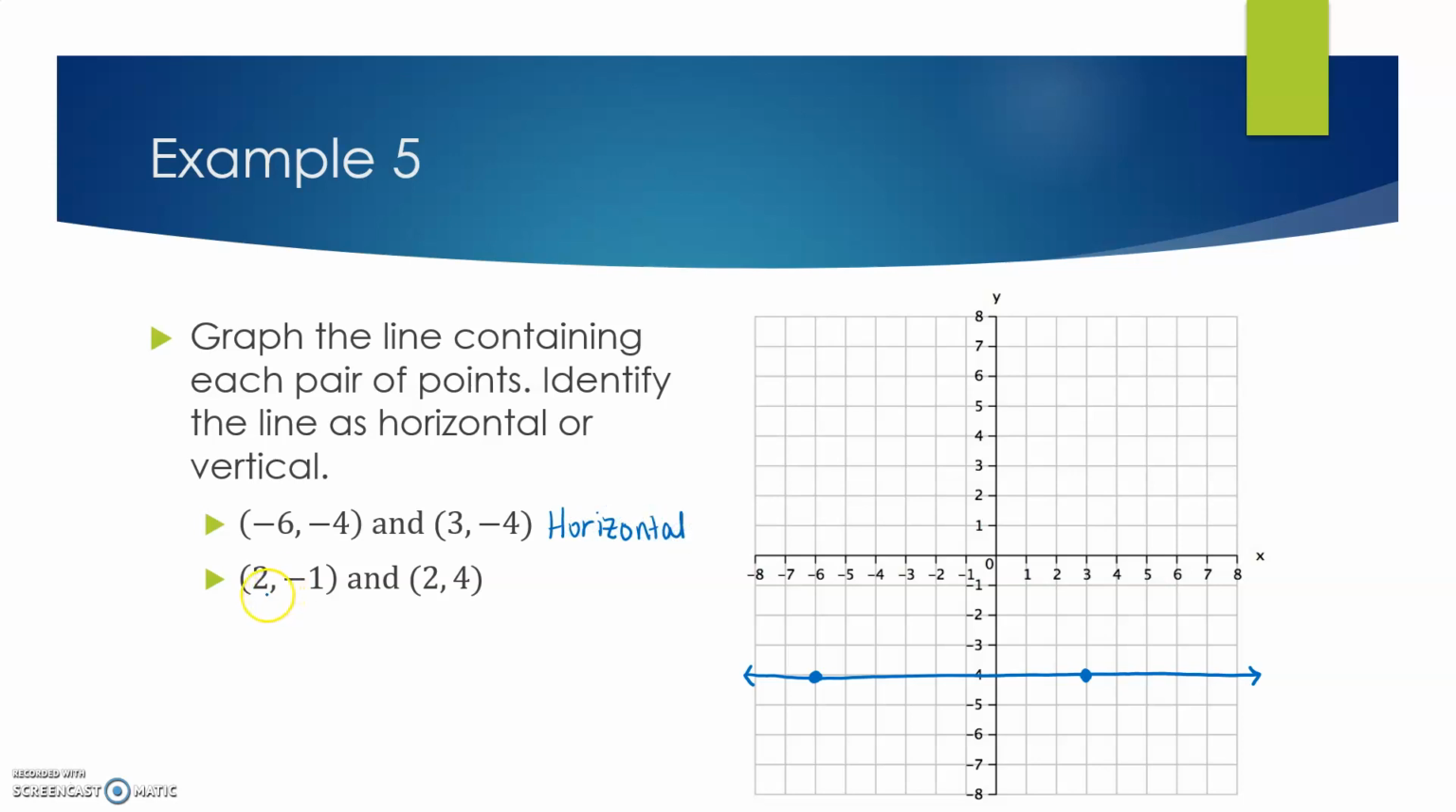Now we've got this point 2, negative 1. And the point 2, 4. So over 2, up 4. And I'm going to draw a line through those. And is this horizontal or vertical? This one is vertical.